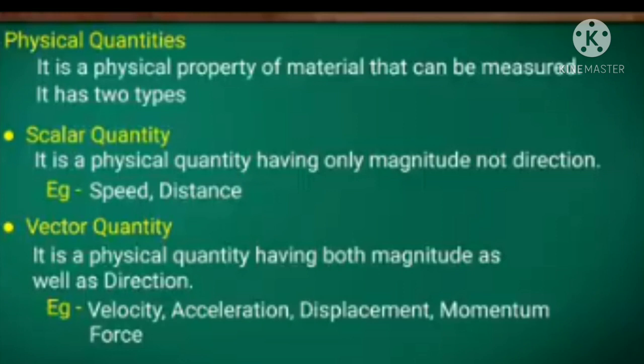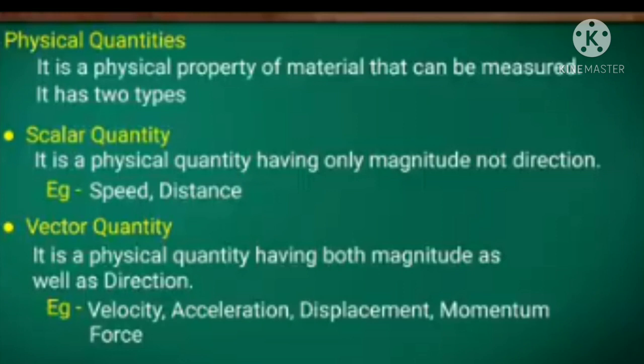For example, the length of an object is equal to 20 centimeter. Here 20 is the magnitude. It does not depend upon direction, and the direction is not mentioned. Examples of scalar quantities are speed, distance, length, and time. Mass of a substance is also a scalar quantity.